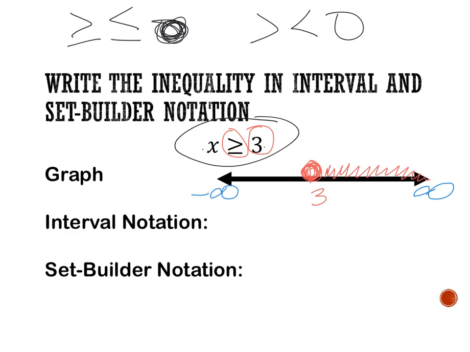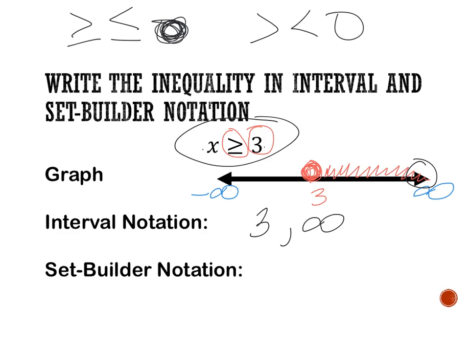Alright, so I've got my graph, and I always do my graph first because that's the easiest way to do interval notation. Interval notation always goes start point, comma, stop point. So, where does my shading start? It starts at 3, and it goes all the way over to this arrow, and that is my positive infinity.